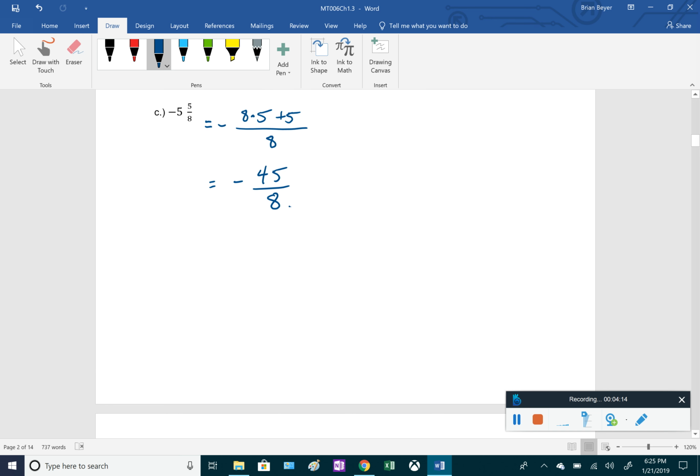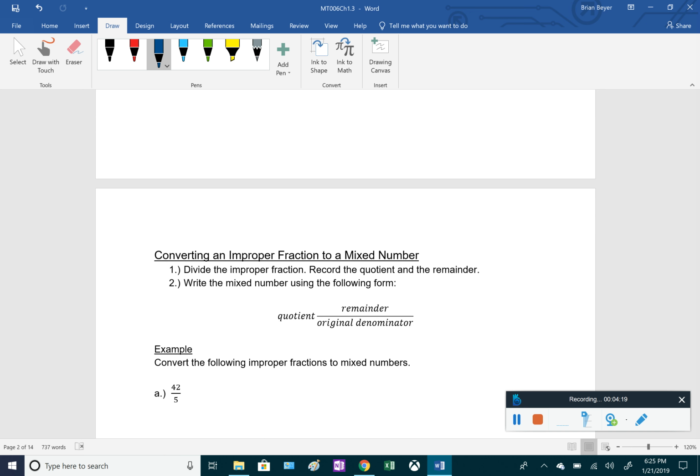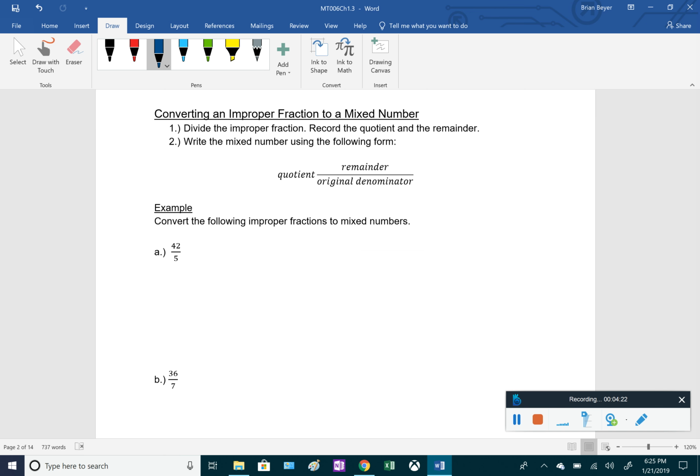Okay, and then for the next thing here, now we're going to go from an improper fraction to a mixed number. When we are going from an improper fraction to a mixed number, since a fraction just represents division, we're just going to actually divide the improper fraction, and then we're going to record the quotient. Remember, the quotient is the answer that we get for division. We're going to record the quotient and the remainder. And then we're going to write the mixed number using the following form, where it's the quotient and the remainder over the original denominator.